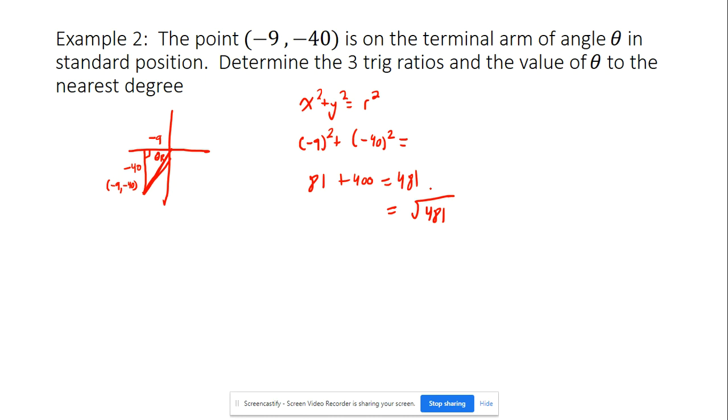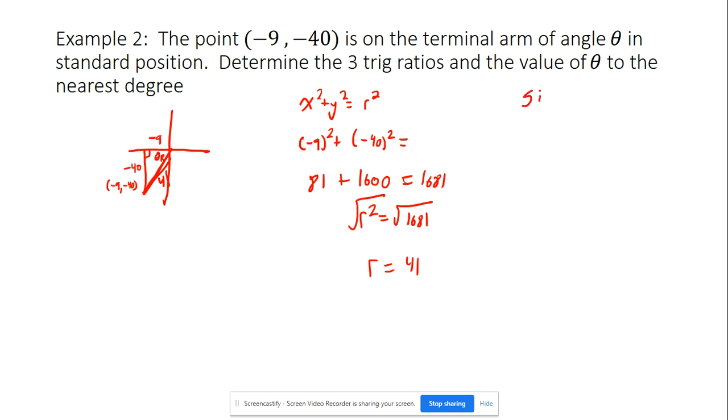Sorry, I made a mistake here, guys. My mistake was 40 squared is not 400. It is 1600. There we go. So that means this answer is 1681, and that means r squared equals 1681, and we're going to square root that. The square root of 1681 is 41. There we go. So r equals 41.